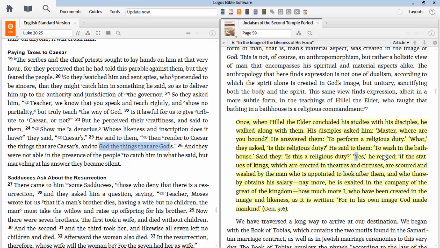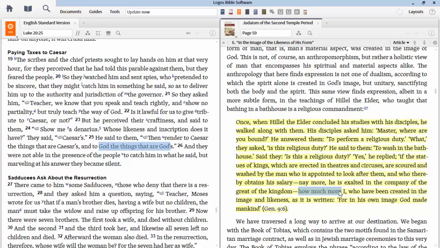"Yes," he replied. "Yes," said Hillel. "If the statues of kings which are erected in theaters and circuses are scoured and washed by the man who is appointed to look after them, and who thereby obtains his salary, then how much, nay more, he is exalted in the company of the great of the kingdom, then how much more." This is typical rabbinical arguing, kal vachomer, how much more? If this is true, how much more is this true?